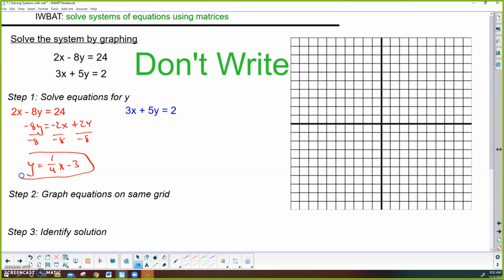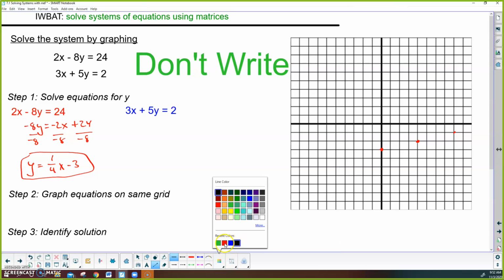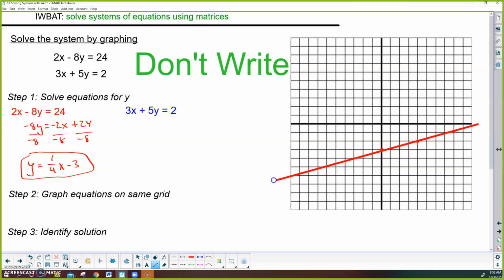Here's my first equation. I've got a y-intercept of -3, and then I have a slope of up 1 over 1, 2, 3, 4. And that slope will continue on up 1 over 1, 2, 3, 4, for as far as I can draw it. Now, I have the luxury of using a smartboard, and there's my graph for that piece.